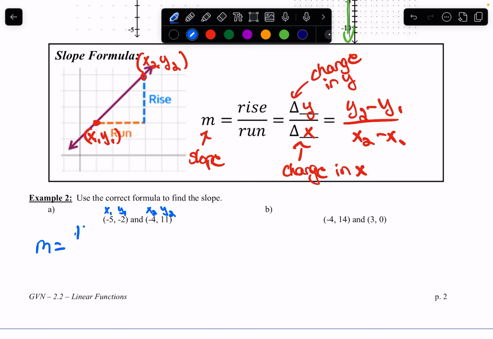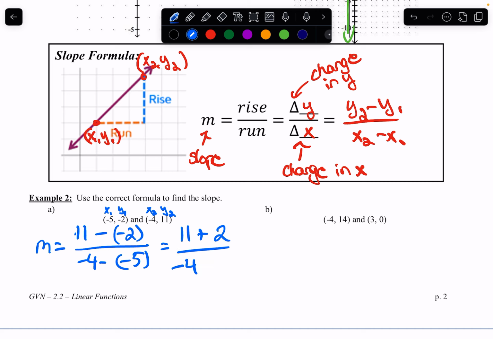Y2 is 11. Y1 is -2. And now remember again, we are subtracting and we've got the negative in front of the 2, so we have to have both. My x2 is -4 and my x1 is -5. So two negatives make it positive. And again, on the bottom, two negatives make it positive.